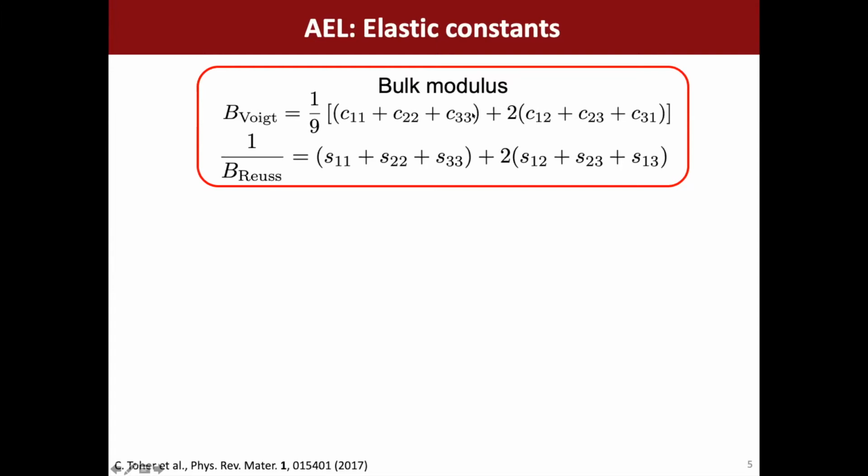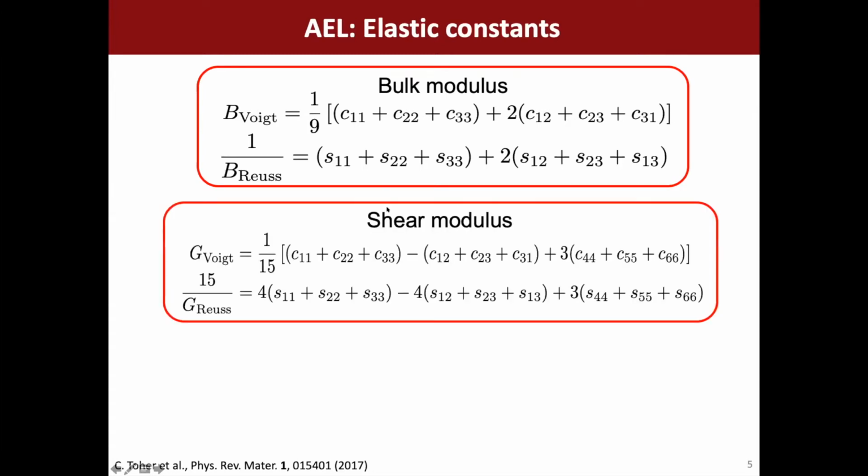You can assume that the strain is constant across the material, or that the stress is constant across the material. This gives you the Voigt approximation, which is an upper bound for the bulk modulus, and the Reuss approximation, which is a lower bound. These components here are just your standard elastic constants, and from that you can calculate the Voigt approximation of the bulk modulus. The Reuss approximation is determined from these components, which are the components of the compliance tensor, the inverse of the elastic constants, as mentioned before.